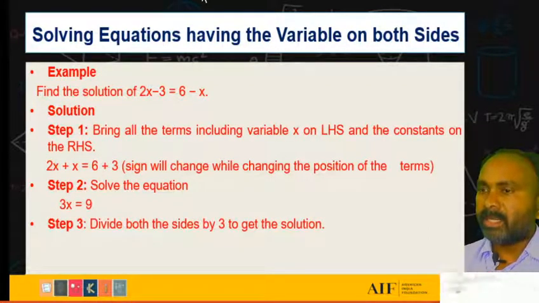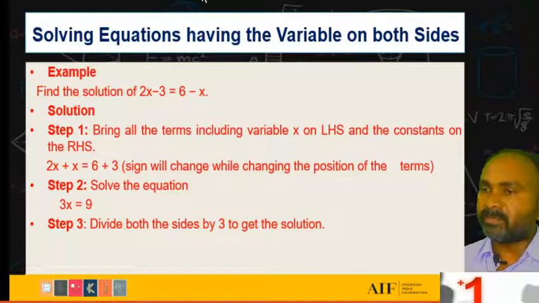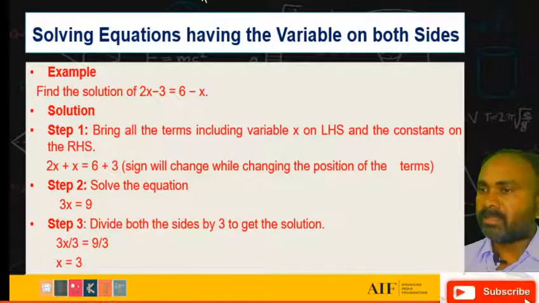Step 3: divide both sides by 3 to get the solution. Here 3 is multiplied by x, so we divide. 3x by 3 equals 9 by 3. The 3s cancel on the left. On the right, 9 by 3, three 3s are 9, so x equals 3.